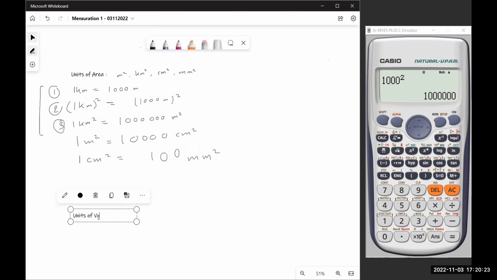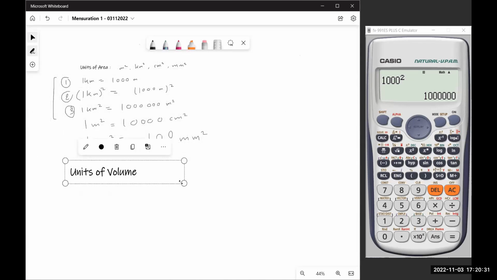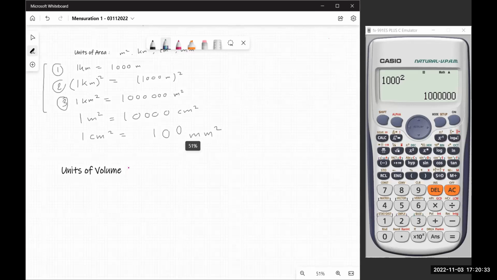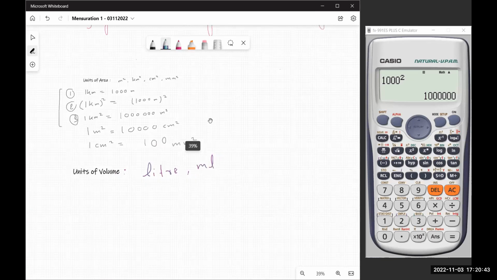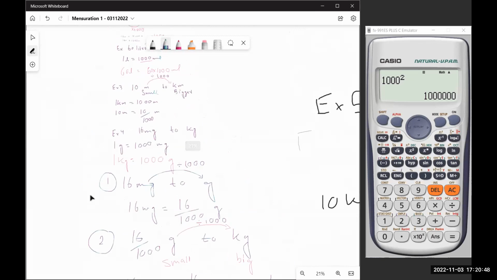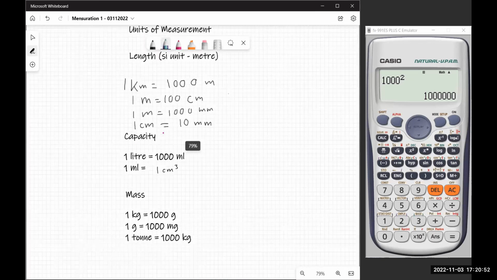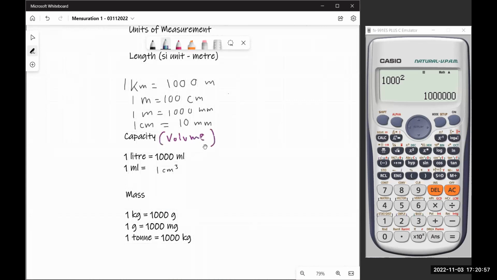The last thing we have is units of volume. How does this work? Well, units of volume are capacity, right? We had liter. We had ml. Remember? Capacity basically means volume. Please go backwards and change a few things. Instead of capacity, write volume. Or just put volume in brackets.